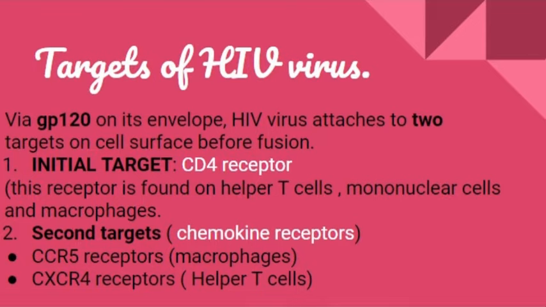After binding to the initial target, the glycoprotein 120 binds to the second target, which is the chemokine receptor. The chemokine receptor is different. It is CCR5 receptor in macrophages and CXCR4 receptor on helper T cells. So, this second target binding is the one that determines whether the HIV virus attacks macrophages or whether the HIV virus attacks helper T cells.